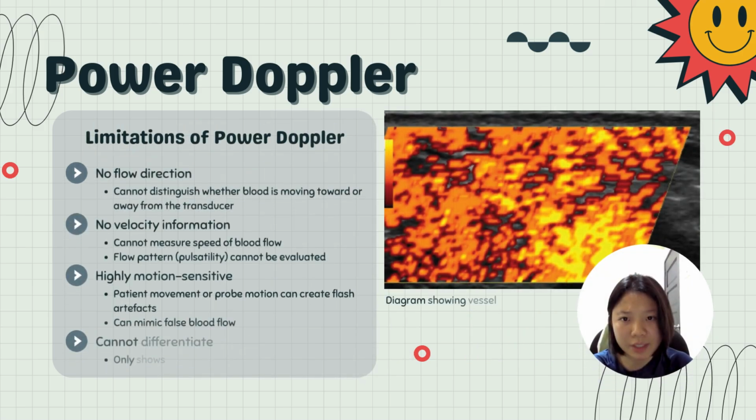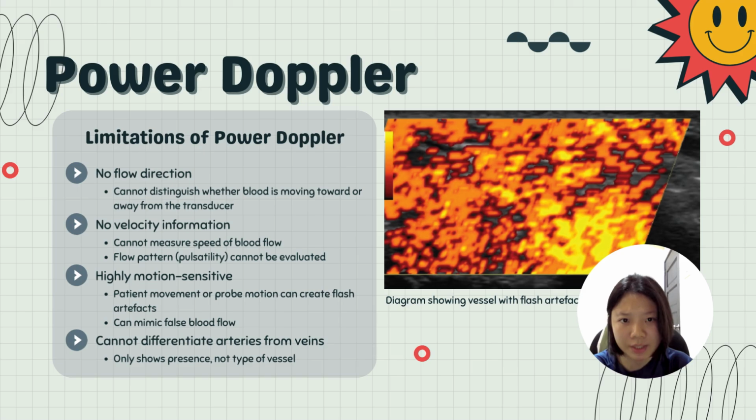Despite its advantages, power Doppler has limitations. It does not provide flow direction or velocity and cannot distinguish artery from vein. It is also highly sensitive to patient and probe motion, which may produce flash artifacts that mimic blood flow.